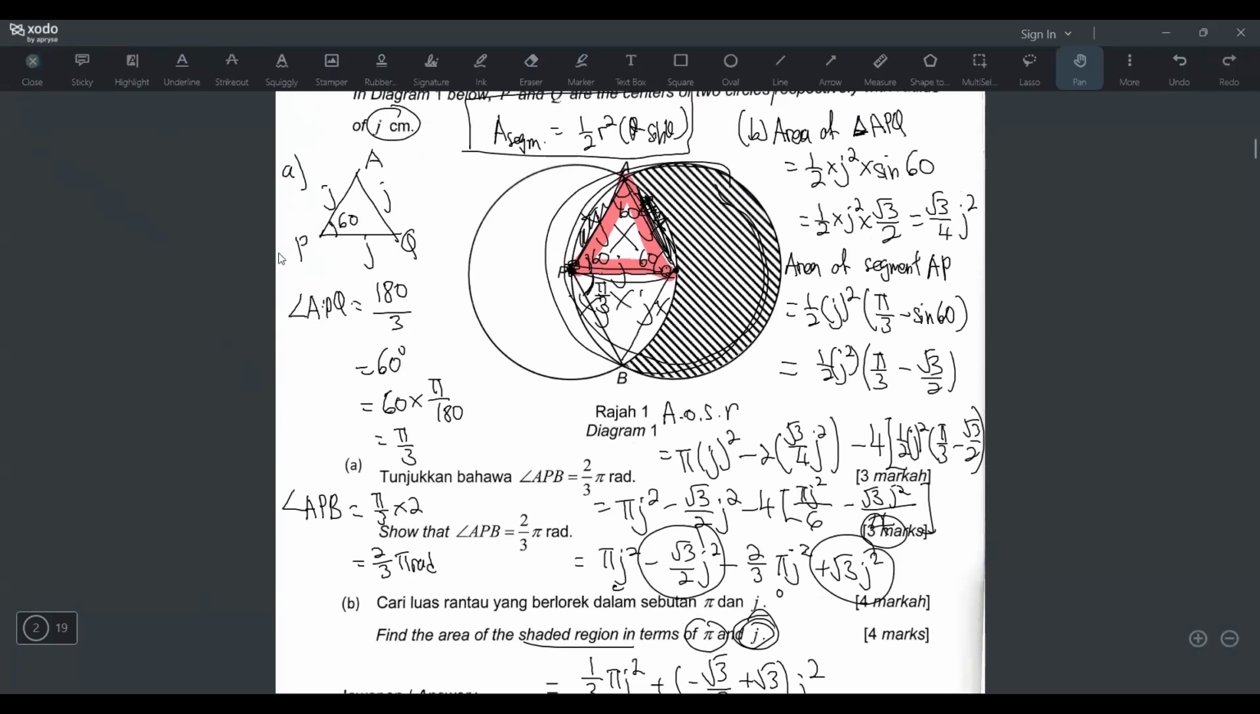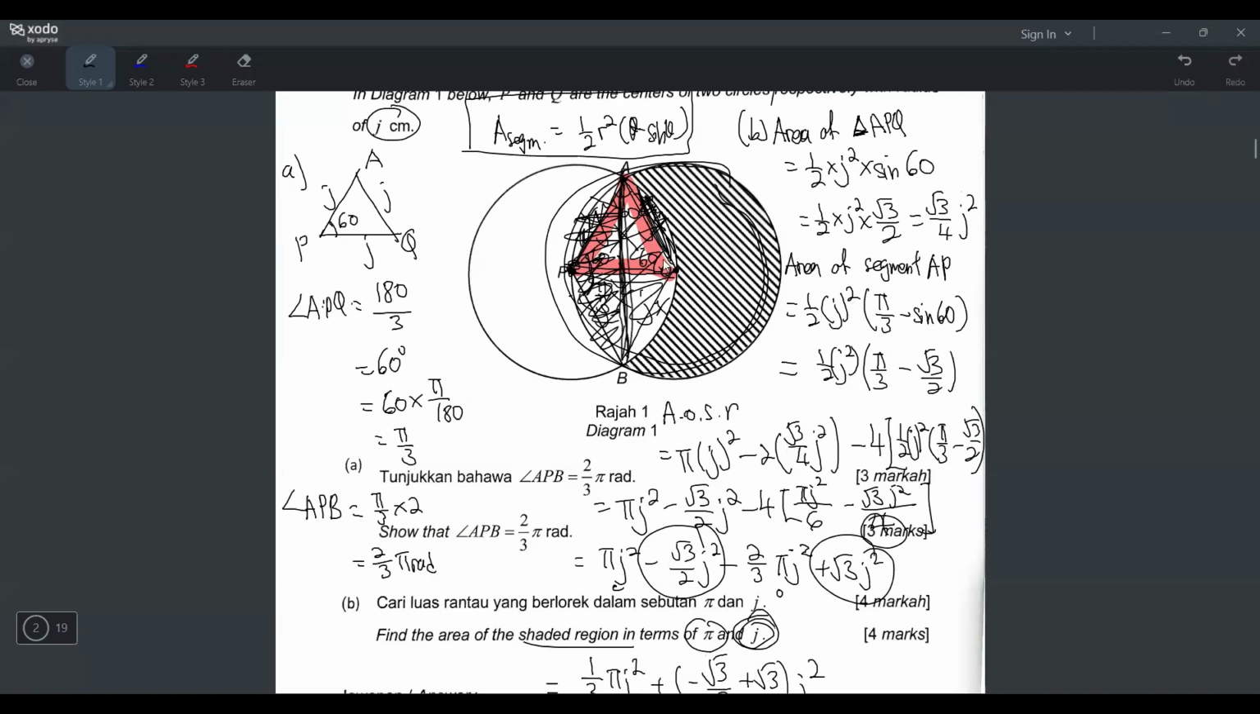Okay, there's another method to do. I just realized you can also cut it in half like this. And do you realize this is a big segment? You can also do like this. Take the area of circle minus this area of segment. But this area of segment you have to times 2 lah, to get both.